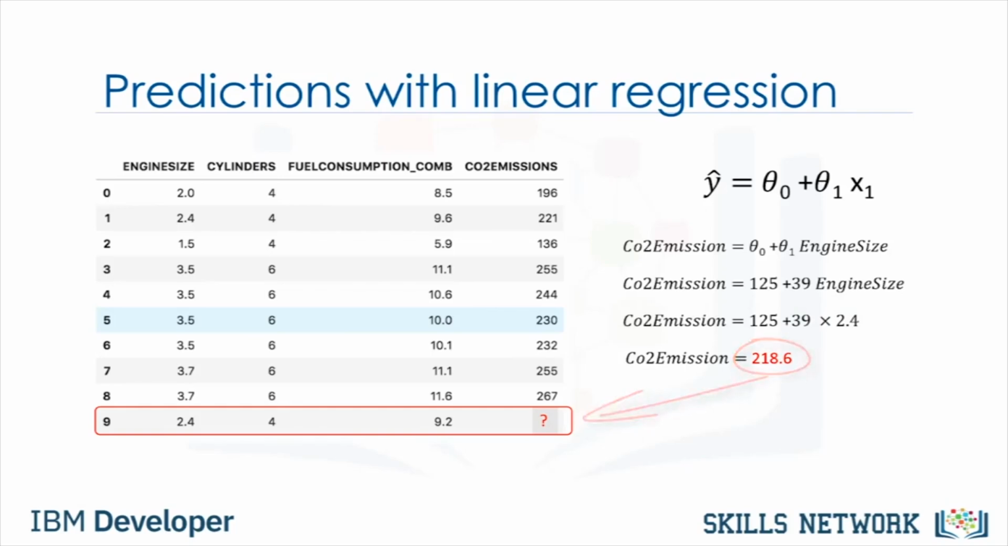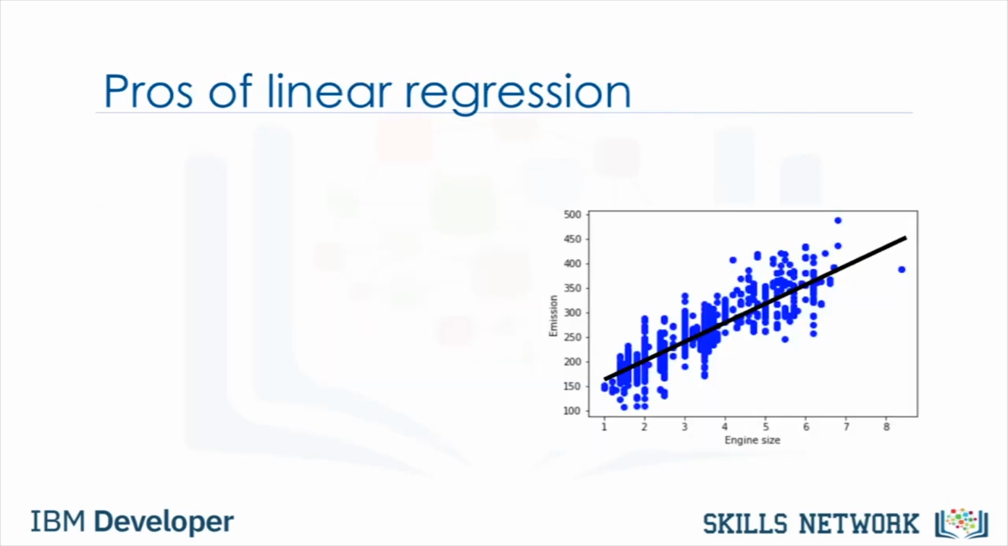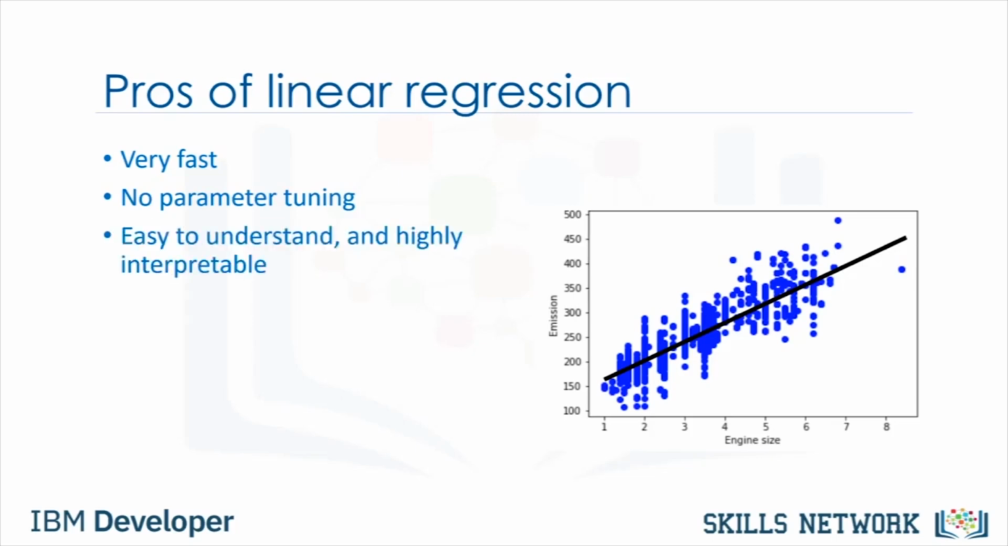218.6. Let's talk a bit about why linear regression is so useful. Quite simply, it is the most basic regression to use and understand. In fact, one reason why linear regression is so useful is that it's fast. It also doesn't require tuning of parameters. So, something like tuning the k parameter in k nearest neighbors or the learning rate in neural networks isn't something to worry about. Linear regression is also easy to understand and highly interpretable.